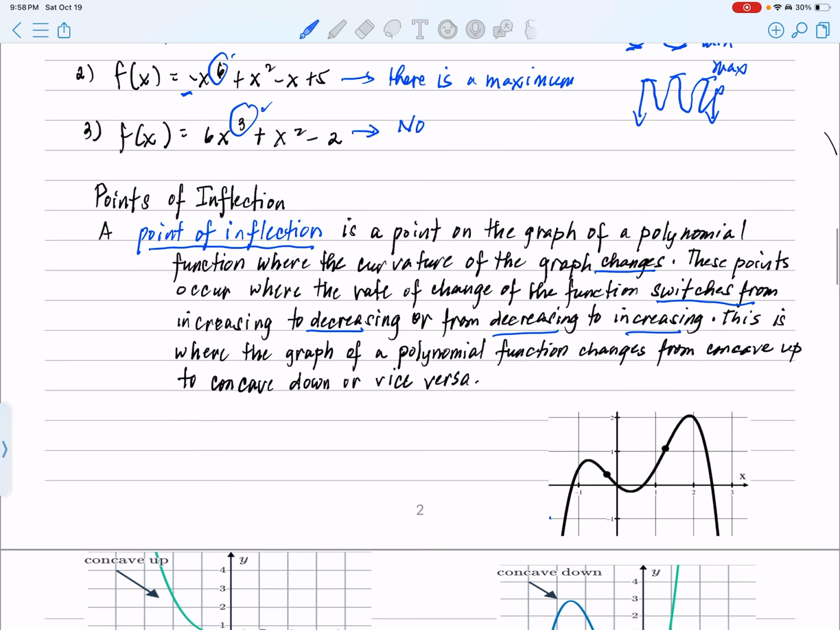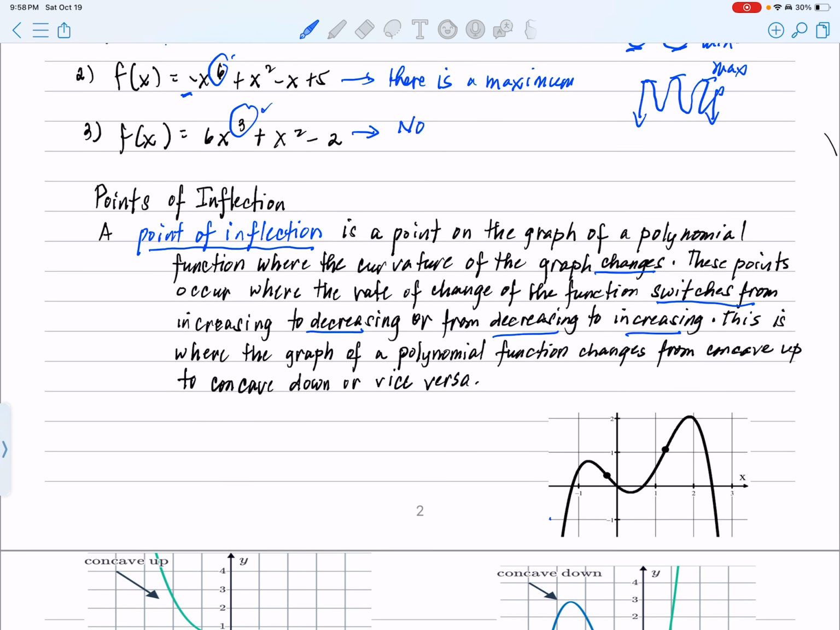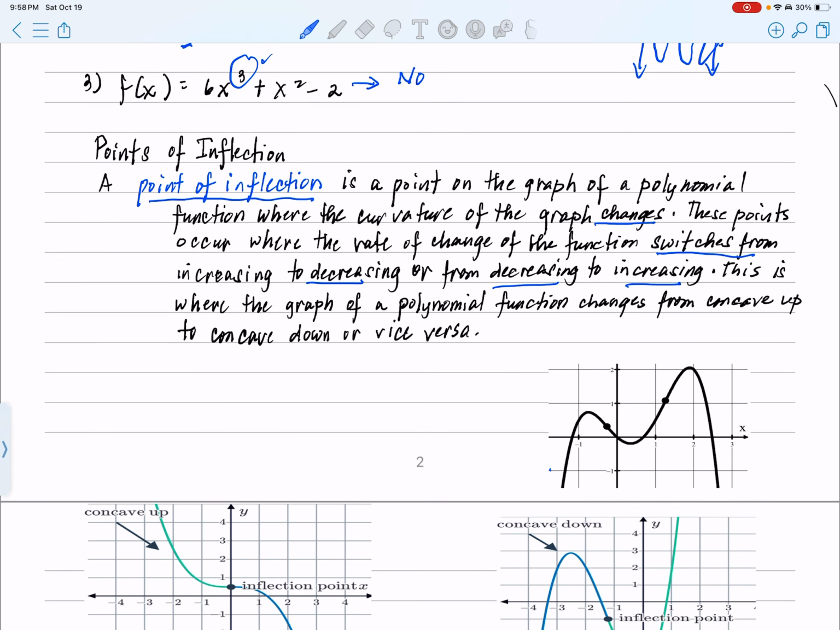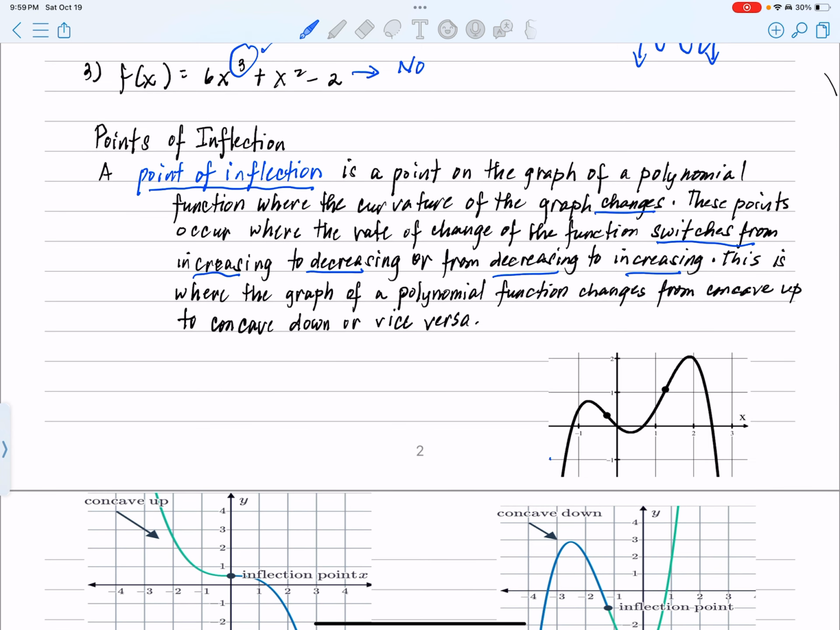Okay. Points of inflection. I think this term we did already when we talked about concavity. But let's do it again. A point of inflection is a point on the graph of a polynomial function where the curvature of the graph changes. This point occurs when the rate of change of the function switches from increasing to decreasing or from decreasing to increasing. So this is where the graph of the polynomial function changes from concave up to concave down, or vice versa, down to up.